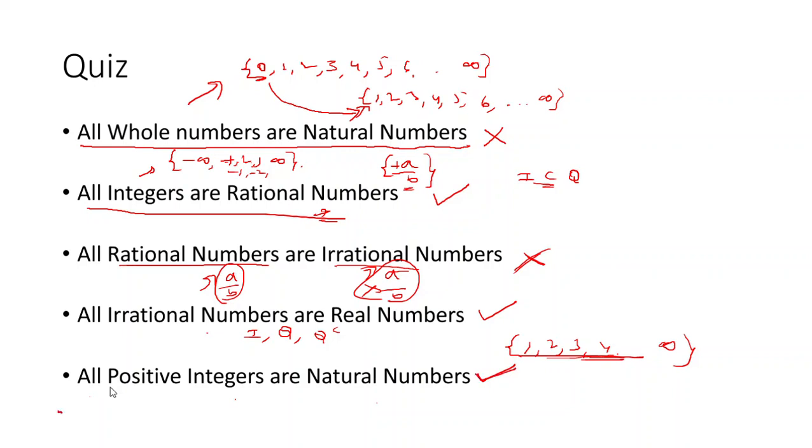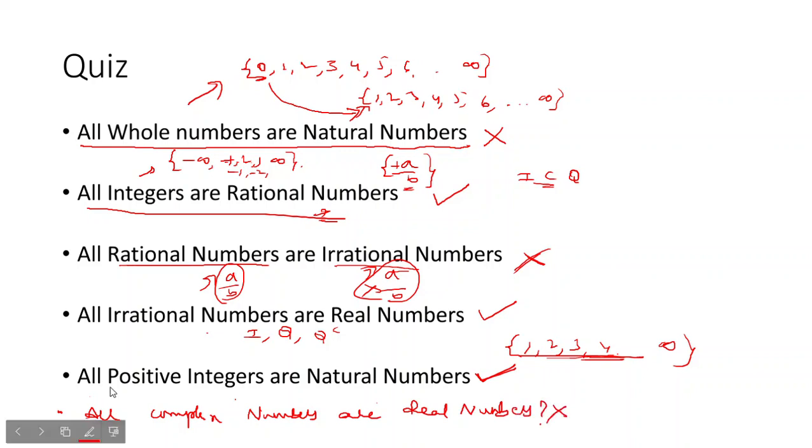Let me add another one. All complex numbers are real numbers. Is this true? This is false because the real number set doesn't contain numbers like 3i. It doesn't contain imaginary numbers, and that's why all complex numbers are real numbers is false. But all real numbers are complex numbers is true. So this is it for this lecture.